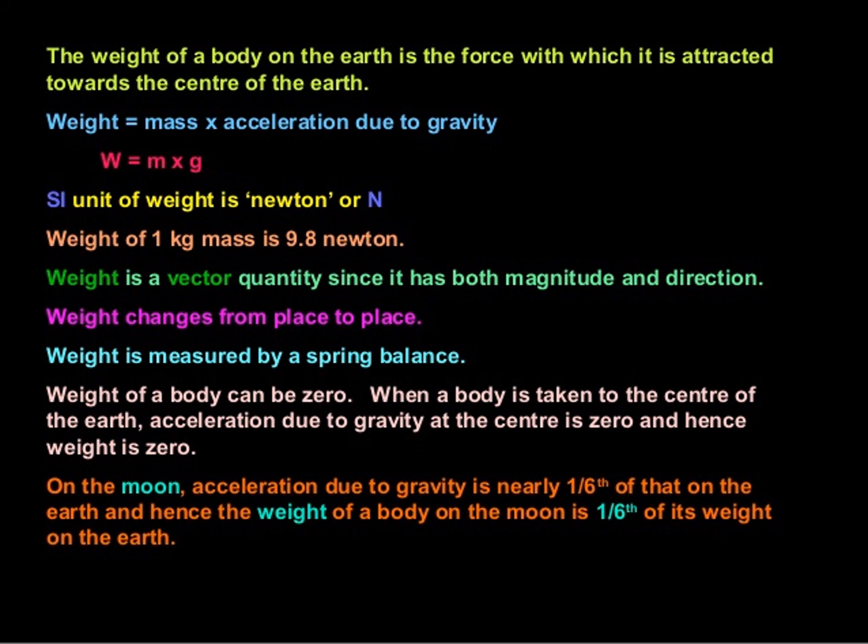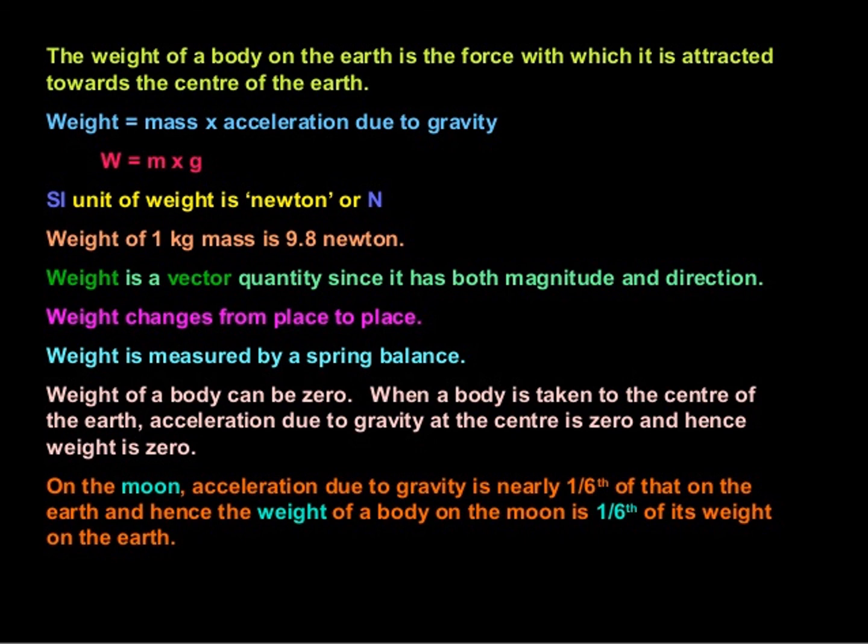SI unit of weight is Newton, which is represented by capital N, and weight of 1 kg mass is 9.8 Newton. Along with that, it is a vector quantity. We are always aware of the direction whenever we are calculating the weight of the body. It changes from place to place, yes. Whatever the weight of your body is on the earth, it will not remain the same on the moon. It will become 1/6. So weight of the body changes from place to place. Mass never changes. Mass is constant.